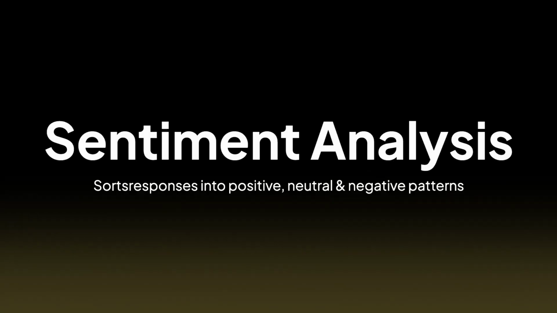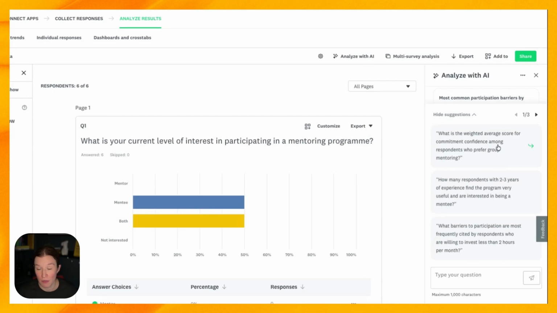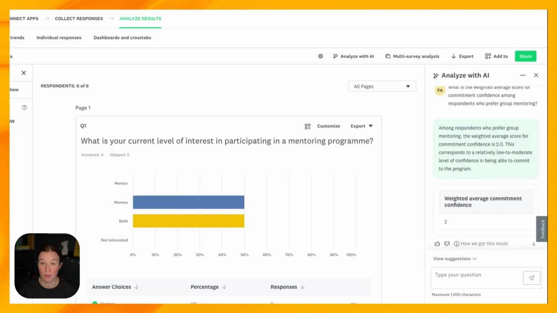Another thing that we can do within our analysis before we even take action is check for sentiment. You really want AI to help you categorize responses and look for positive, neutral, negative patterns. What is the weighted average score for commitment, confidence among respondents who prefer group mentoring? Let's see what that is. This is very interesting. It's telling me that among the respondents who prefer group mentoring, the average score is 2.0, which is low to moderate compared to the one of people able to commit to the program, which I think is really interesting. So the answer I got is 2.